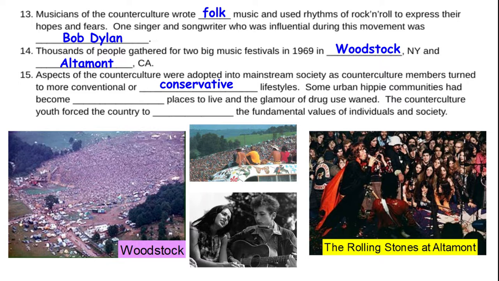Some urban hippie communities also had dangerous places to live. The Haight initially in the mid 1960s was relatively safe, but by the time we get to the latter half of the 60s, it is so infested by drugs and violence that it's not a very safe place to be and won't be for many, many years. Counterculture also forced a lot of people to question the fundamental values of individuals in society.